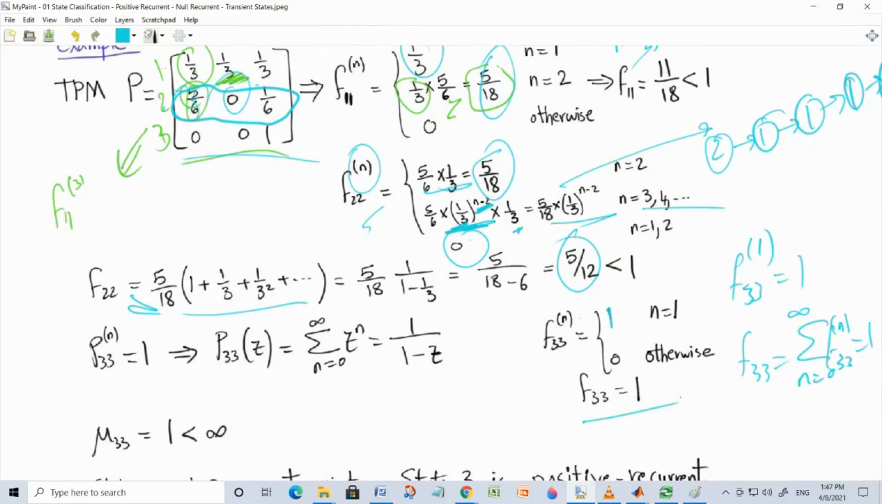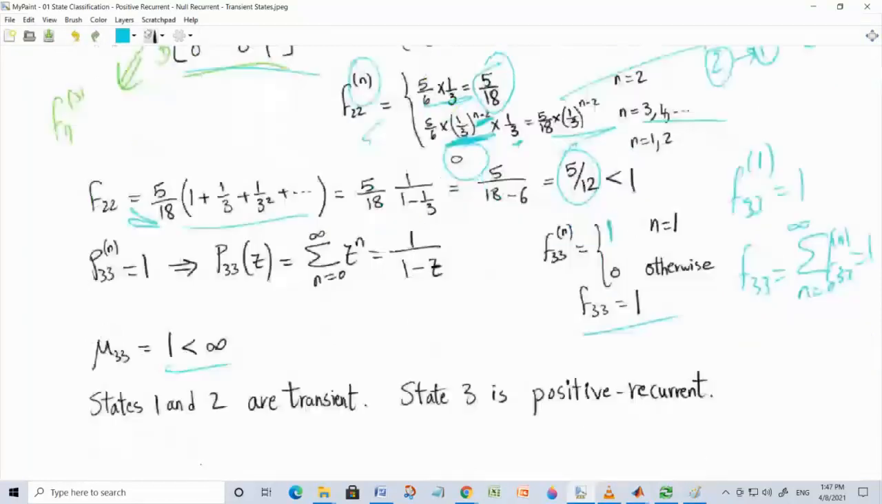It is specifically a positive recurrent state, okay? Think about it. What is the mean recurrence time? On average, how many steps do you need, if you start in 3, to come back to 3? Well, 1 step, right? Because 3 is an absorbing state. If you start in it, then with probability 1, you go back to 3 in just 1 step. And so the mean recurrence time is exactly equal to 1, which is less than infinity. So state 3 is positive recurrent.